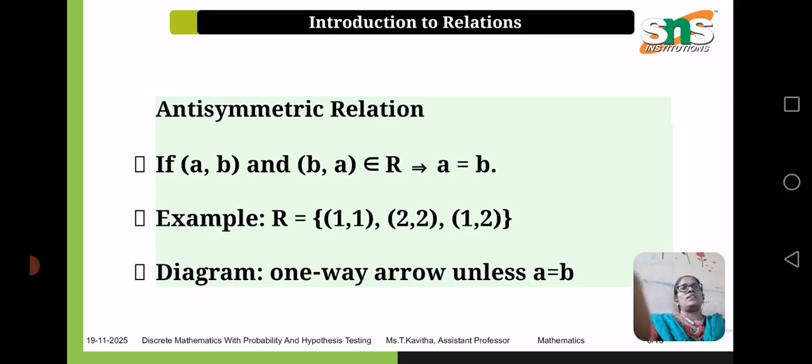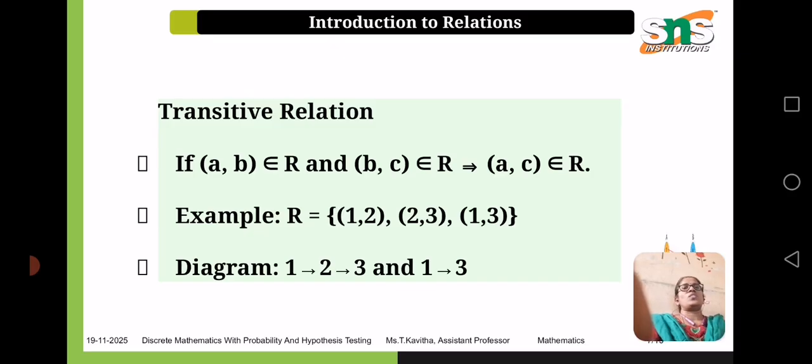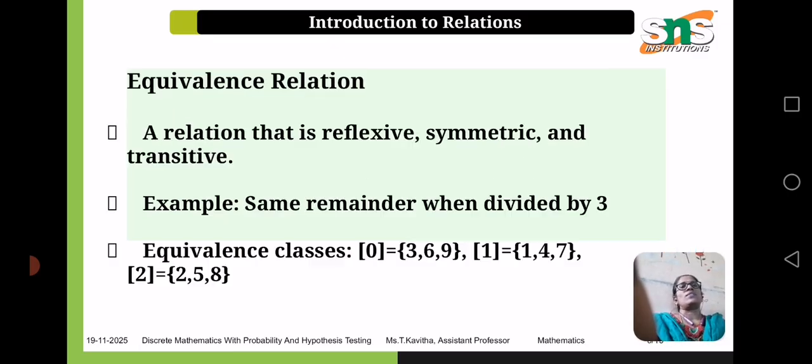The next relation is a transitive relation. That means if (a, b) belongs to R and (b, c) belongs to R, that implies (a, c) belongs to R. That means if in R, a relates to b and b relates to c, then automatically a relates to c. This happens only in a transitive relation. Example: relation R equal to {(1, 2), (2, 3), (1, 3)}. 1 is related to 2 and 2 is related to 3, and 1 is also related to 3. This is the diagram: 1 to 2, 2 to 3 and 1 implies 3. This is the transitive relation.